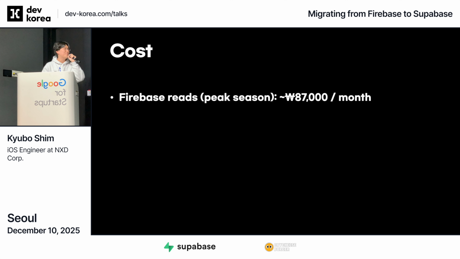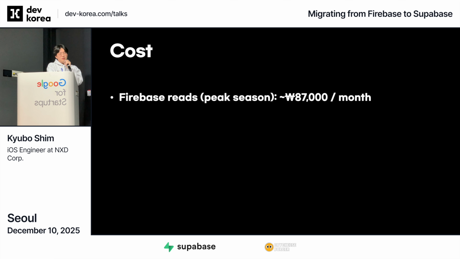Oh, and this is the fun part I really want to talk about: the numbers. In the case of Firebase, during peak seasons, we almost reached 87,000 won per month, only for the server cost. So it's about $60, I think.